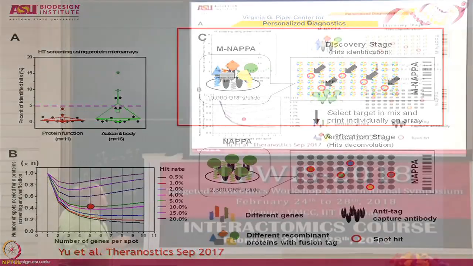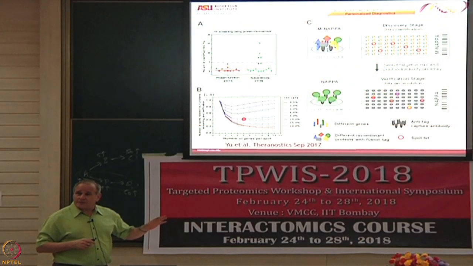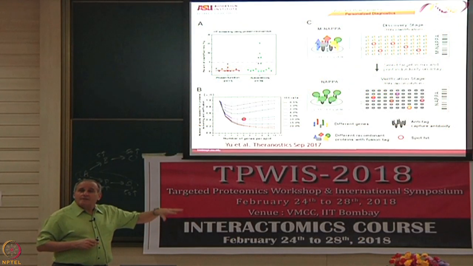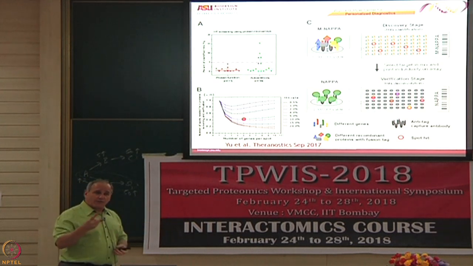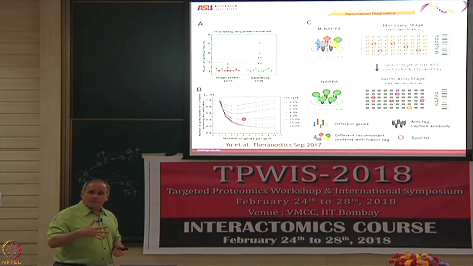1, 2, 3, 4, 5. You take each of these 5 hits, that's 25 possibilities. You print a second array that has the 25 hits on it, and you screen that the next day, and that does 2 things for you. It tells you which of those 5 proteins was a hit, and it confirms that it was a hit. It tells you for sure, yeah, that was real.